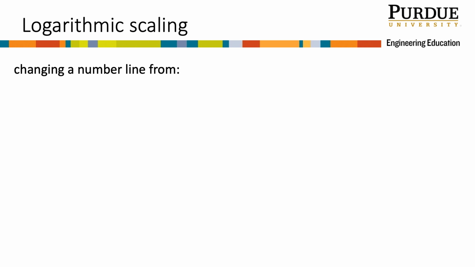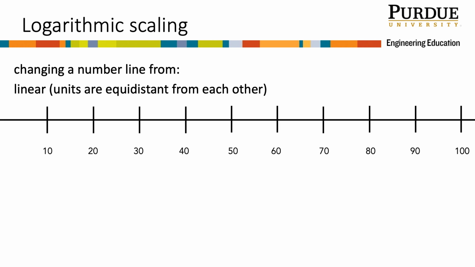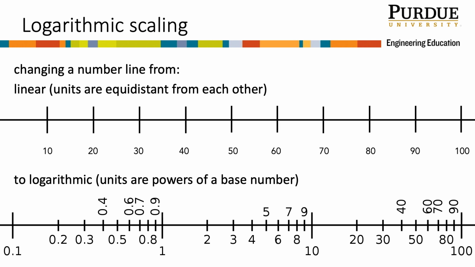Logarithmic scaling involves changing a number line from a linear orientation, where each unit is equidistant from the other, to a logarithmic scale, where the major tick marks represent the power of a base number. Here you can see a linear scale that goes to 100. The scale on the bottom is also to 100, but notice that the major tick marks are 0.1, 1, 10, and 100. These are equally spaced. These are the powers of 10. This type of scale is good for visualizing large ranges of data compactly and being able to see detail within each order of magnitude. Let's look at a few numbers on each scale.